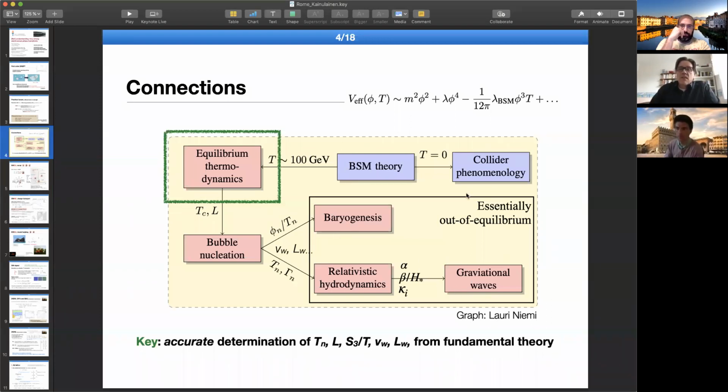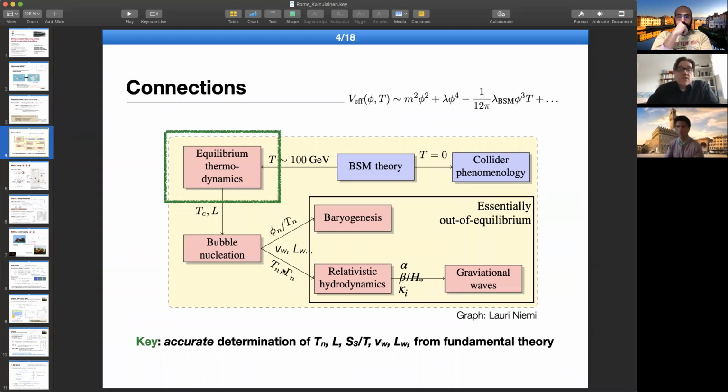And starting from here, this box, which is essentially the out of equilibrium physics, concerns the baryogenesis computation, the computation of the baryogenesis yield, the baryon asymmetry. And on the other hand, the gravitational wave signal. These are both out of equilibrium phenomena, which require their own specific simulation codes or Boltzmann codes for solving for the transport of particles in the walls.